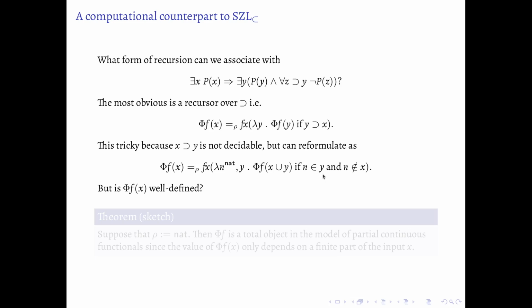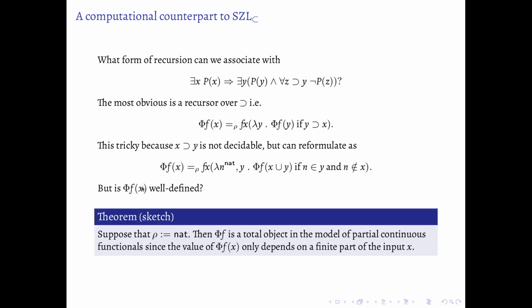So this looks like a perfectly reasonable recursion principle, but of course this is recursion over a non-well-founded relation. So the question is, why and how and when is this thing well-defined? Here's a sketch of a result that is made precise in the paper. Suppose that the output type of this form of recursion is a natural number. Then one can show that this recursor is a total object in the model of partial continuous functionals.